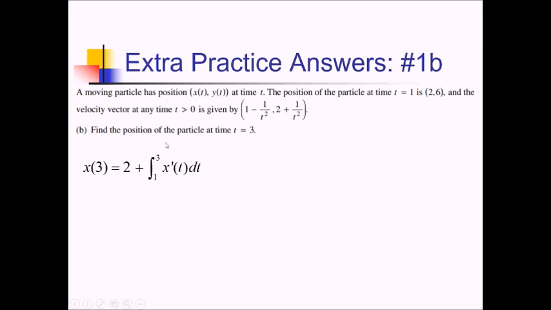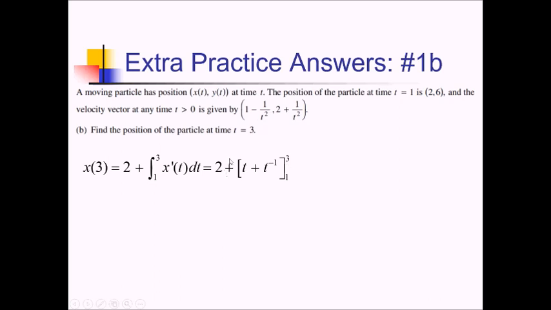So we've got 2 plus the antiderivative of this thing evaluated from 1 to 3. The antiderivative of 1 is just going to be t. So we have 2 plus, now an evaluation box here, t. And then this was initially minus t to the negative 2. That bumps up to an exponent of negative 1. Dividing by negative 1, we actually have plus t to the negative 1. And all that evaluated from 1 to 3.